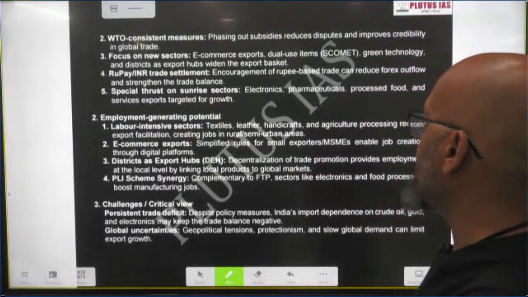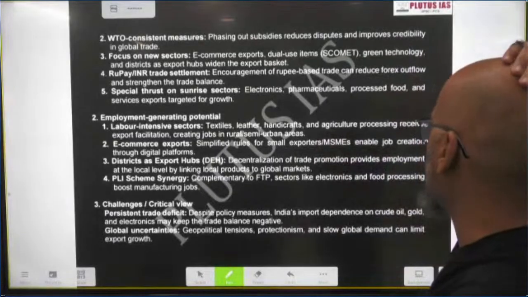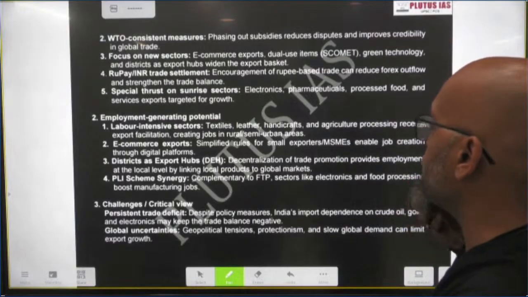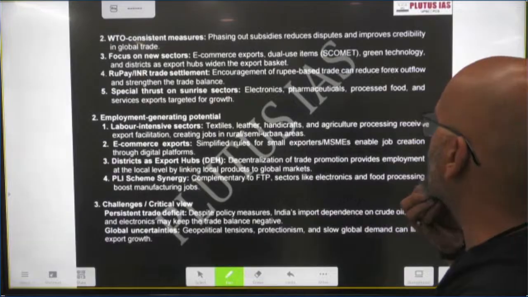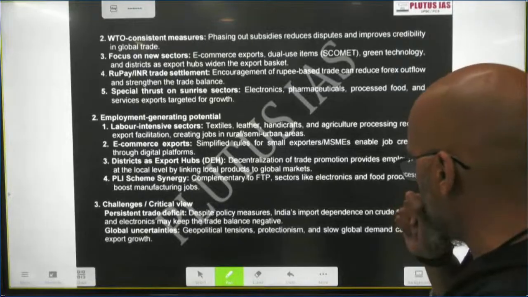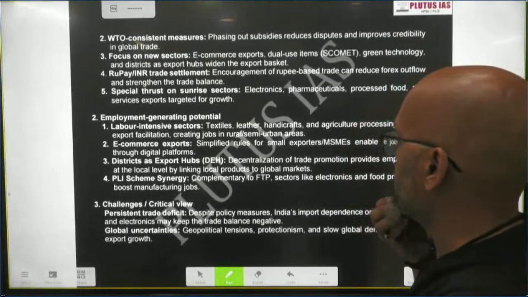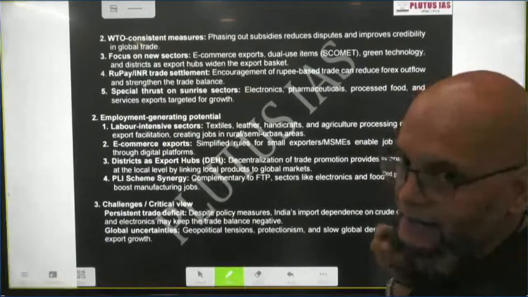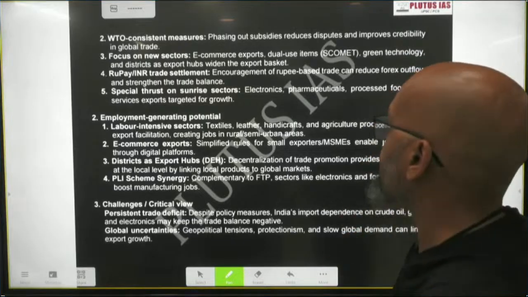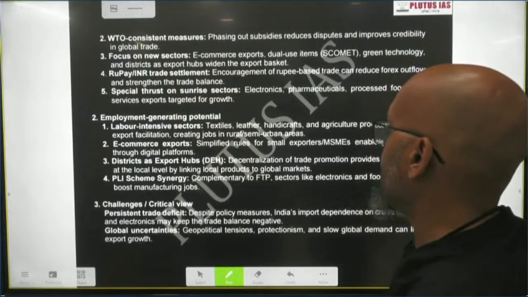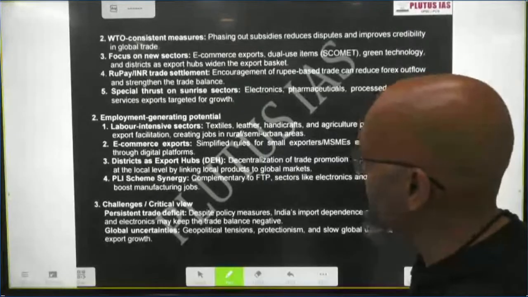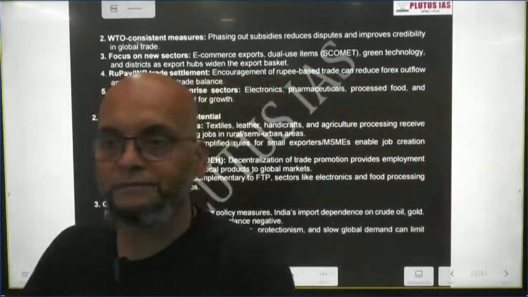WTO consistent measures, phasing out subsidies reduces disputes and improves credibility in global trade. Focus on new sectors: e-commerce exports, dual use items, green technology, and districts as export hubs to widen the export basket. Rupee INR trade settlement, encouragement for rupee-based trade can reduce forex outflow and strengthen the trade balance. Then special thrust on sunrise sectors like electronics, pharmaceutical, processed food and service exports targeted for growth.